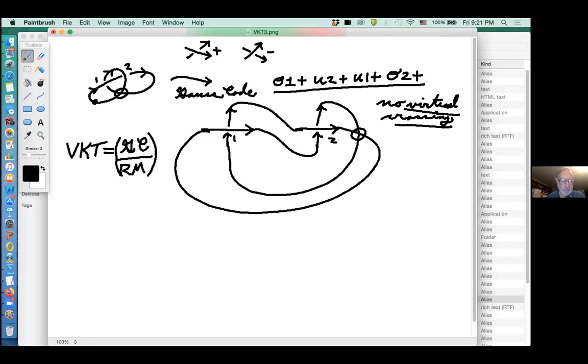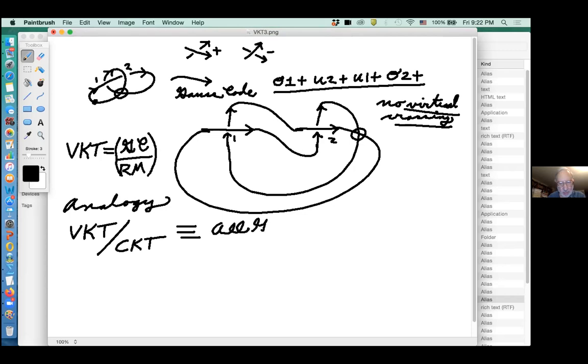And the analogy is that virtual knot theory is to classical knot theory as all graphs is to planar graphs. So you can think of the classical knots as the planar knots and the virtual knots are non-planar. And in fact, we will take that analogy seriously and ask, well, if they're not planar, then where do they fit? We'll see in a moment.